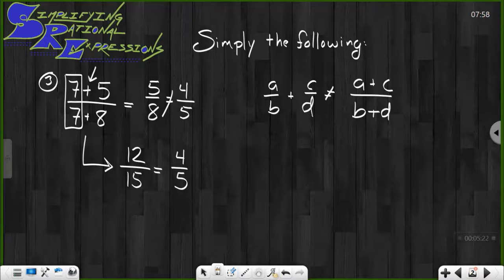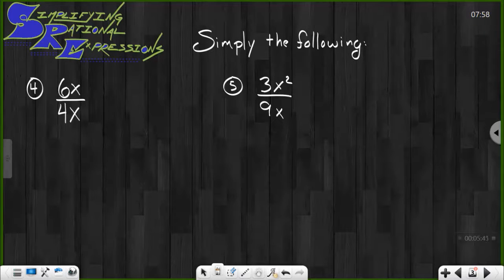I can't just cancel out those 7s. I can follow my order of operations and add them together and then simplify from there. Or if it was 7 plus 5 over 7 plus 5, those are the exact same numbers, 12 over 12. I'd be able to simplify that. But I can't just cancel when it's separated by addition. So that's one thing we have to consider going into this next problem here.